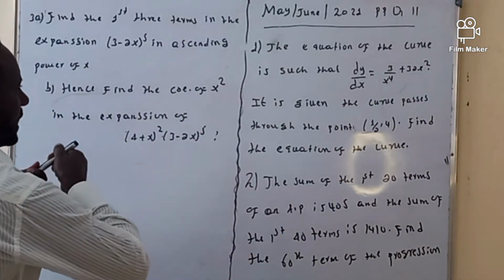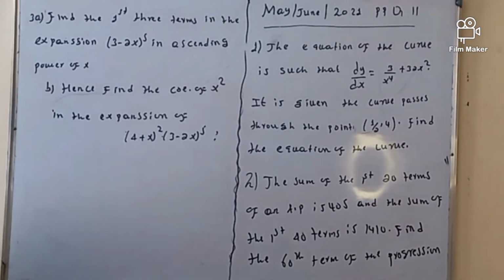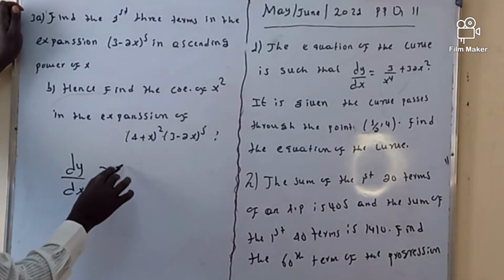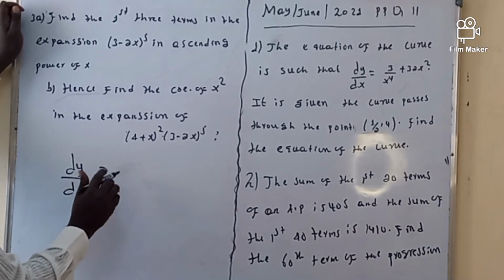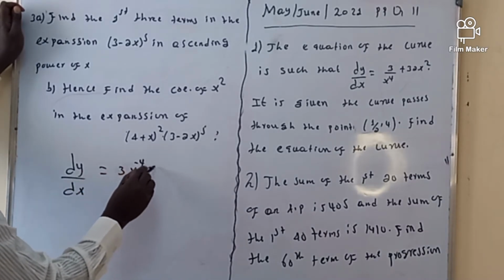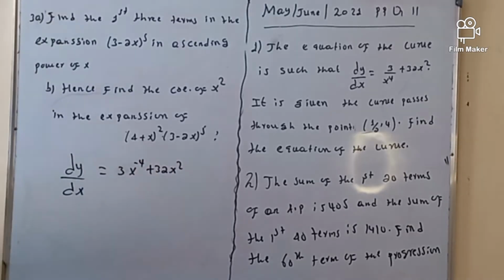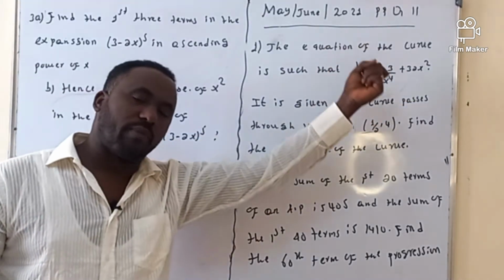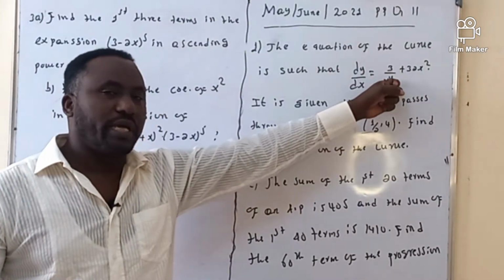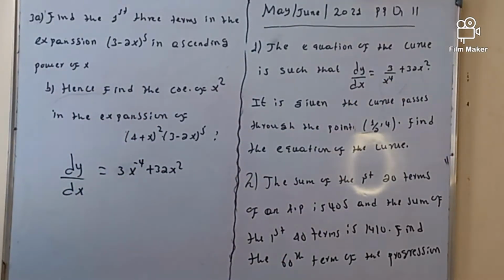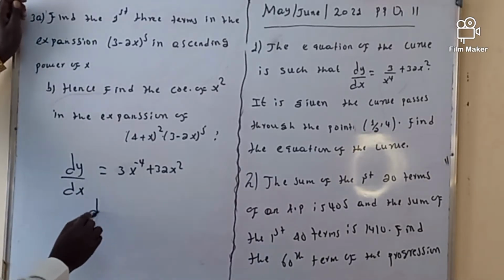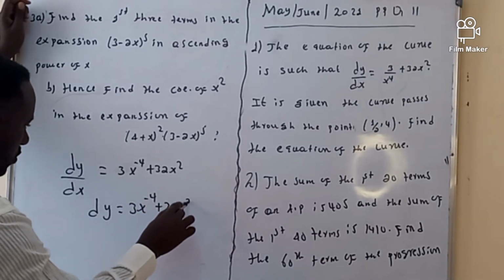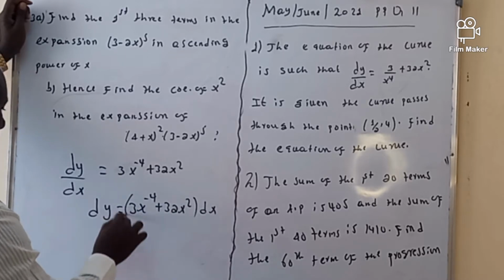So let me write first dy by dx. dy by dx is given by 3x raised to negative 4 plus 32x squared. Because you know that 3 over x raised to 4 can be taken to the numerator, and the exponent is going to be negative. Then let's multiply by dx. dy is going to be 3x raised to negative 4 plus 32x squared dx.